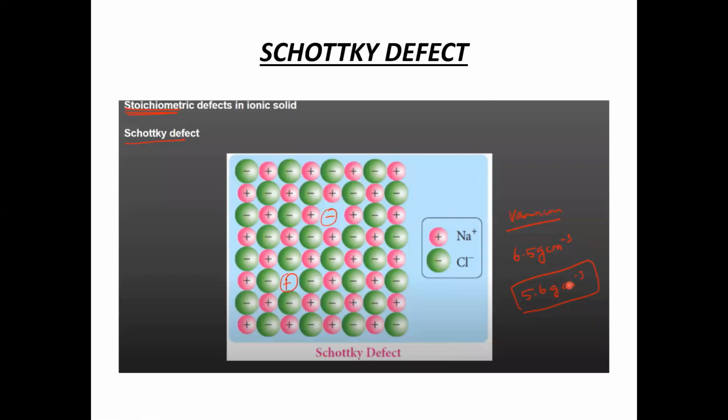First one is the Schottky defect. In the Schottky defect, the same number of cations and anions are removed from the solid. This one is electrically neutral, so the ratio is maintained here. The density changes. An example for this one is vanadium oxide. For vanadium oxide, the theoretical density value is 6.5 gram per centimeter cubed, but experimentally we are getting 5.6 gram per centimeter cubed.